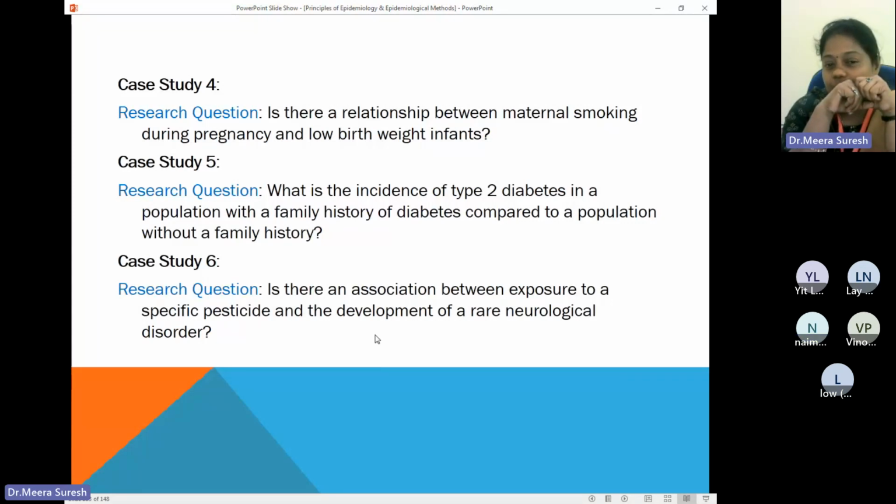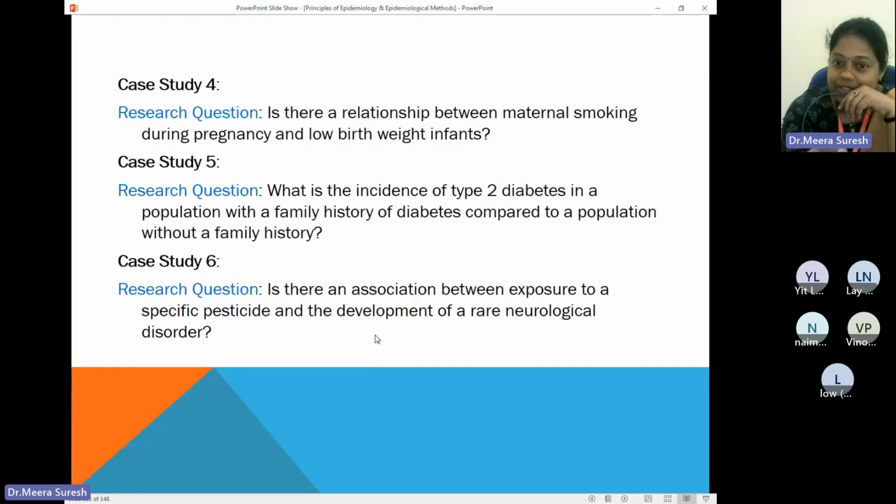So if it is case control, how will you study that? Is it retrospective? Obviously, you can start with low birth weight infants. You can go to a hospital, see the records of low birth weight infants, and then go back and ask whether the mothers have smoked. Then it will be a case control.